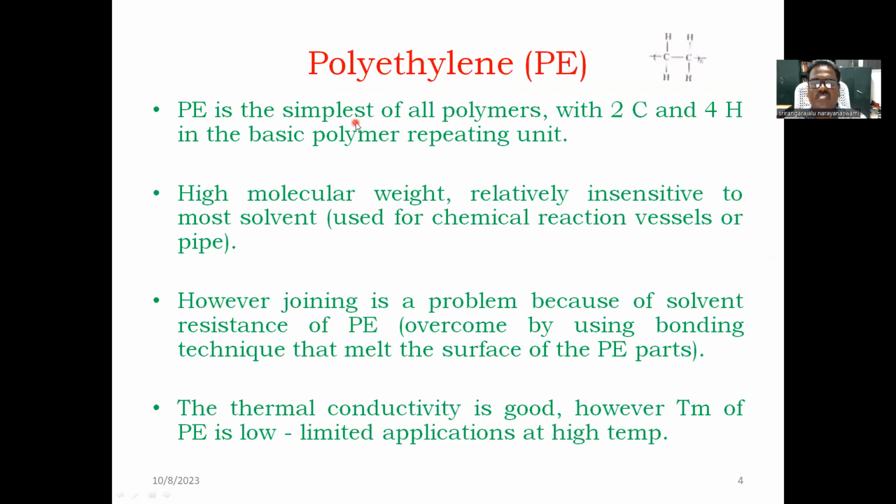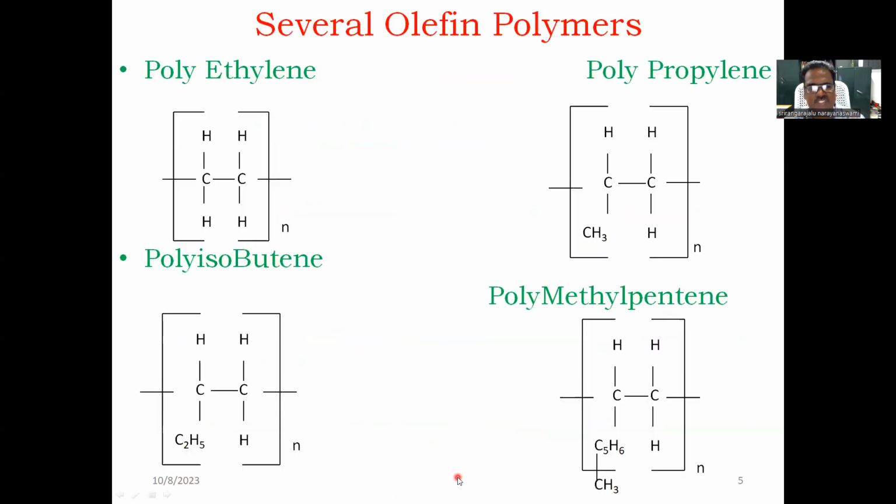Polyethylene is the simplest of all polymers, with 2 carbon and 4 hydrogen atoms in the basic polymer repeating unit. It has high molecular weight and is relatively insensitive to most solvents, so it is used for chemical reaction vessels or pipes. However, joining is a problem because of the solvent resistance of PE, overcome by using a bonding technique that melts the surface of the PE parts. The thermal conductivity is good. However, the melting temperature of PE is low, limiting its application at high temperatures.